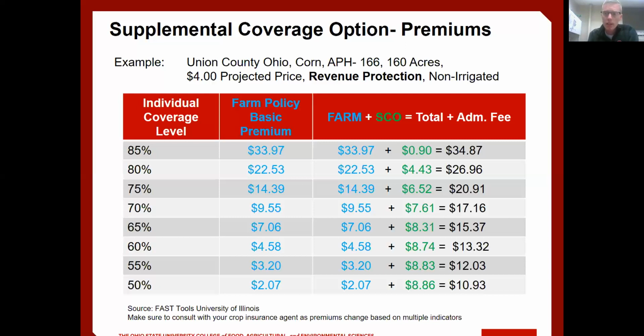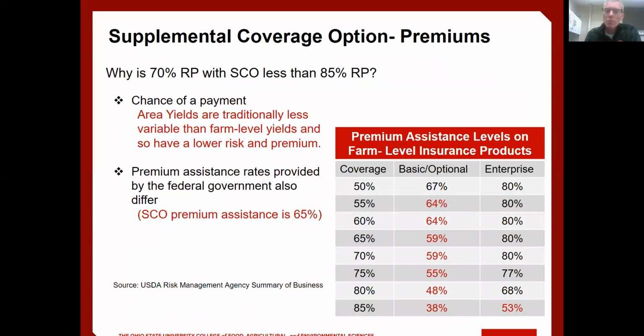They do operate a little bit different than individual yield and revenue products. Why is the supplemental coverage premium so much lower? Well, they're subsidized at a higher rate. There's less chance that area policies are going to trigger a payment because area yields tend to be less variable, and so they're usually less risky. And so they're insured at a higher rate, and they're subsidized at a higher rate. And you see here that the basic optional units are subsidized at 38% for an 85% insurance policy, 53% for an enterprise policy, whereas SCO premium assistance is 65% across the board. So they're subsidized at a higher rate, which makes them a little cheaper and makes the policy a little bit better.